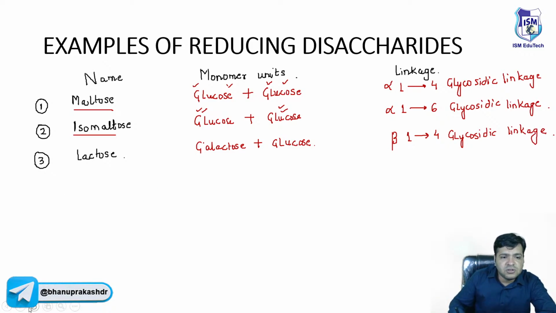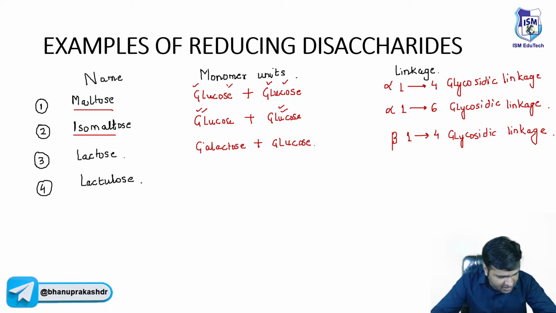Now coming on to the fourth part, beta. We have lactulose. Can anyone tell me the monomer units of lactulose? We will be discussing each in detail: maltose, isomaltose, lactose, lactulose, everything in detail. No need to worry about that.